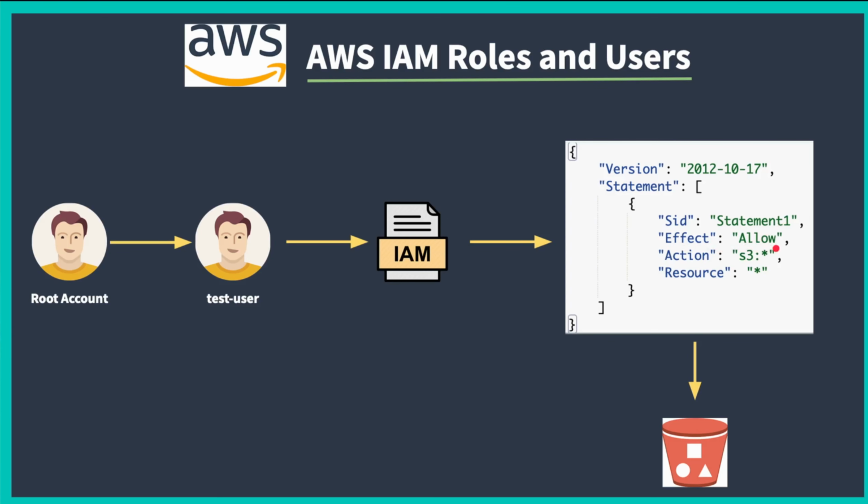Effect: Allow, which means it is going to allow access. Instead, effect can also be Deny, which means you are going to deny the permission or the access. But here we just wanted to test the allow, that's why I have kept it as Allow.